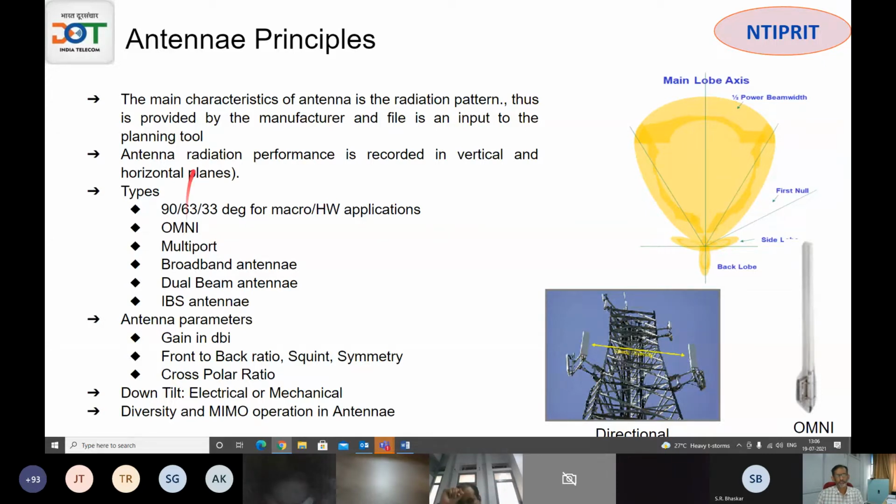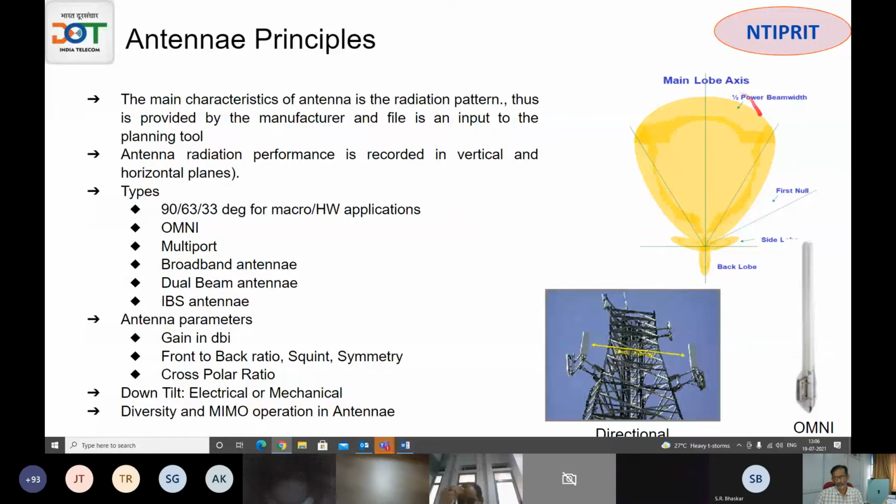So an antenna is basically defined by its radiation pattern. The radiation pattern is a very important input to the planning tool. Generally, the OEM of the antenna will give a soft file copy of its pattern, which will be a direct input to the planning tool. So this particular lobe, whatever shape it has, is an input to the planning tool.